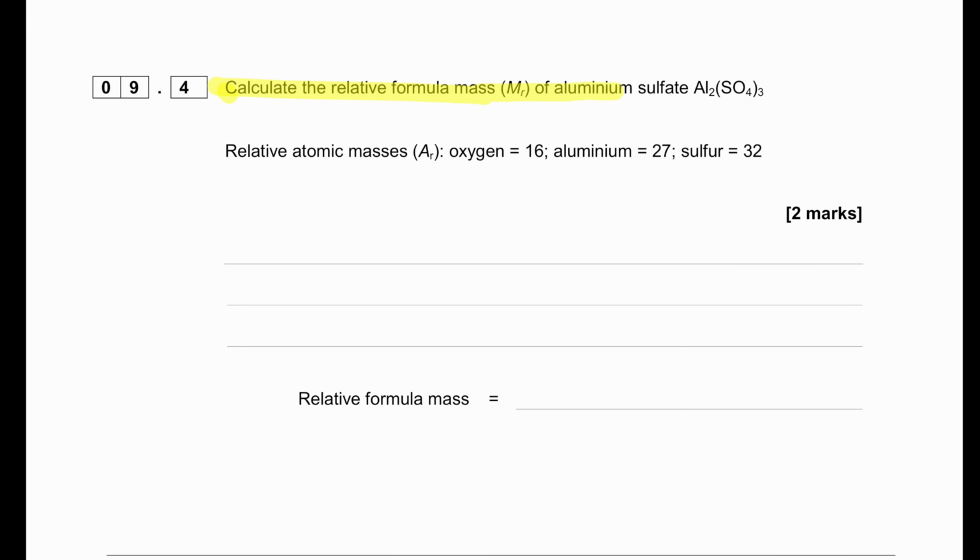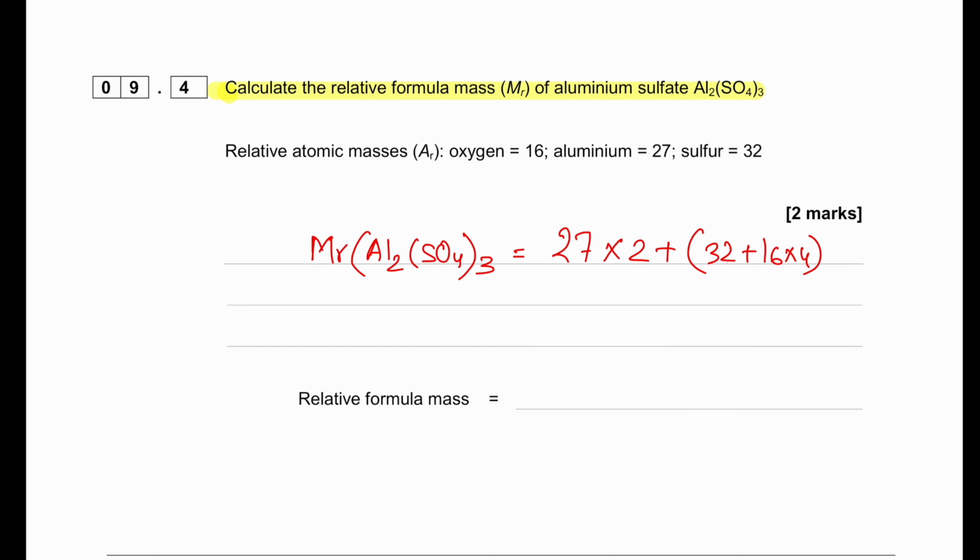Calculate the relative formula mass, Mr, of aluminium sulfate. So to calculate the relative formula mass of aluminium sulfate, we're going to write like this. Then we are going to multiply the 27, the mass of aluminium, by 2. We're going to put the sulfur as a 4 in brackets. So sulfur is 32 plus 16 times 4. And then we're going to multiply the entire thing by 3. So the answer will be 342.